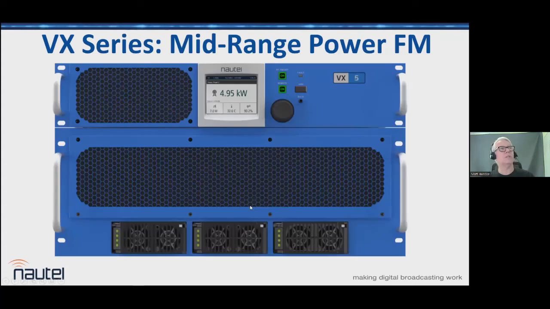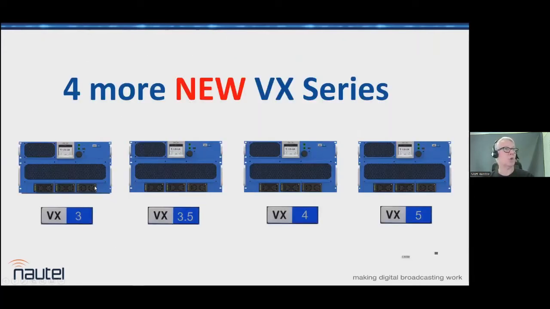And then if we go into the mid-range power for the VX series, this is the 3 to 5 kilowatt range. As you can see, it's two pieces: a very similar top piece of 2 RUs without the power supply in the front, and then a power amplifier below. The models are 3, 3.5, 4, and 5. They're all the same physical size, with 3 power supplies along the bottom, and then the power amplifiers, washable filters, all of that kind of thing.